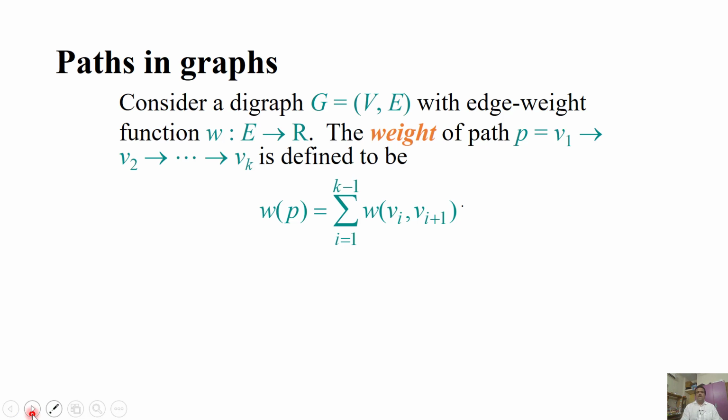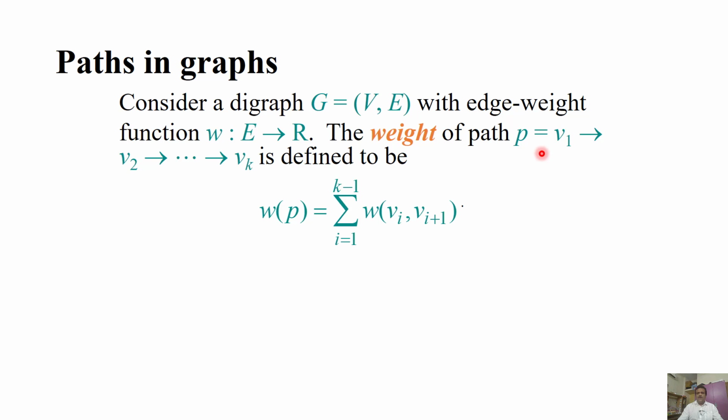Okay. So, we are looking for shortest path. First, let us define what we mean by a path between two vertices. Let us consider a graph. This is a directed graph. We are given a directed graph, or digraph, G = (V, E), and we have a weight on the edges. So, each edge has some weight. This is the weight function.